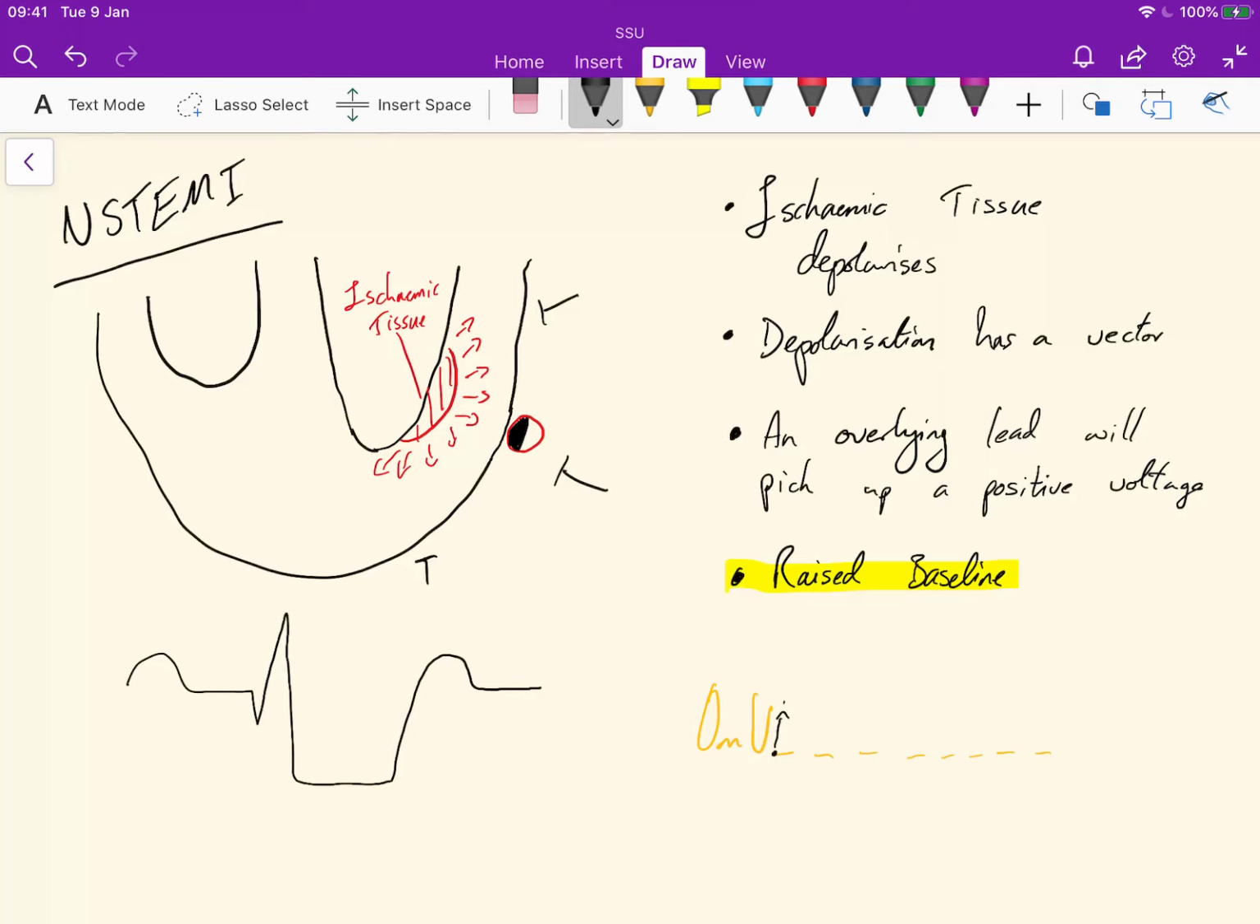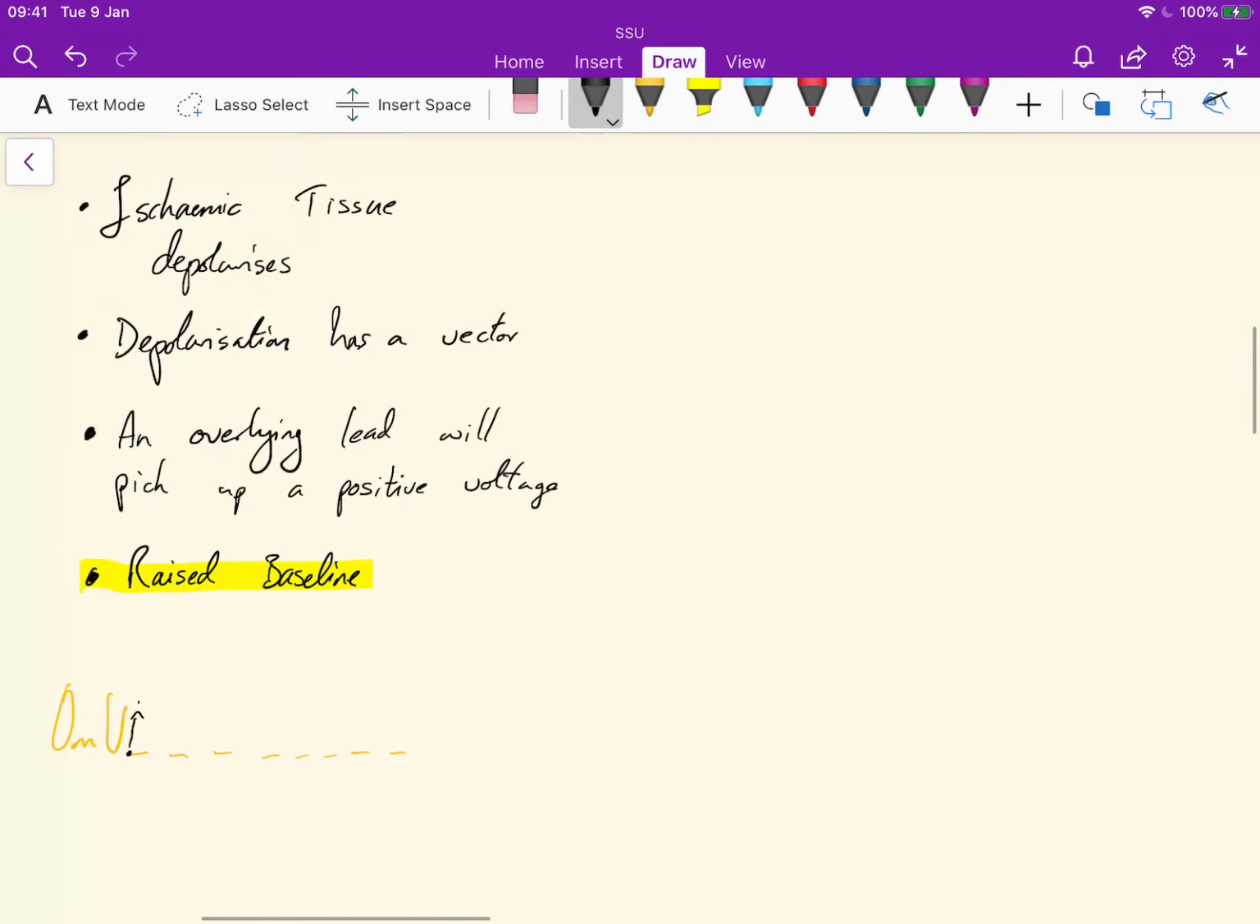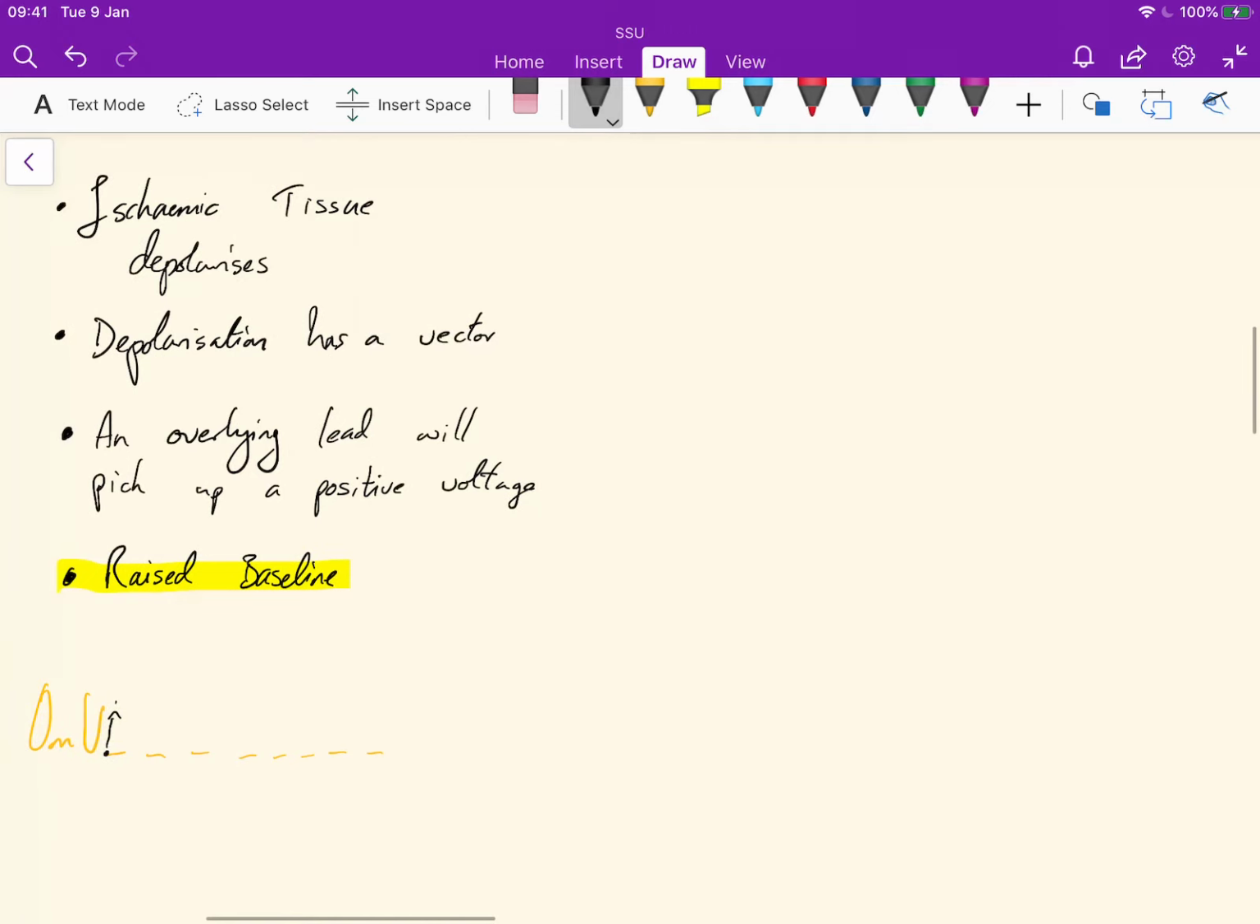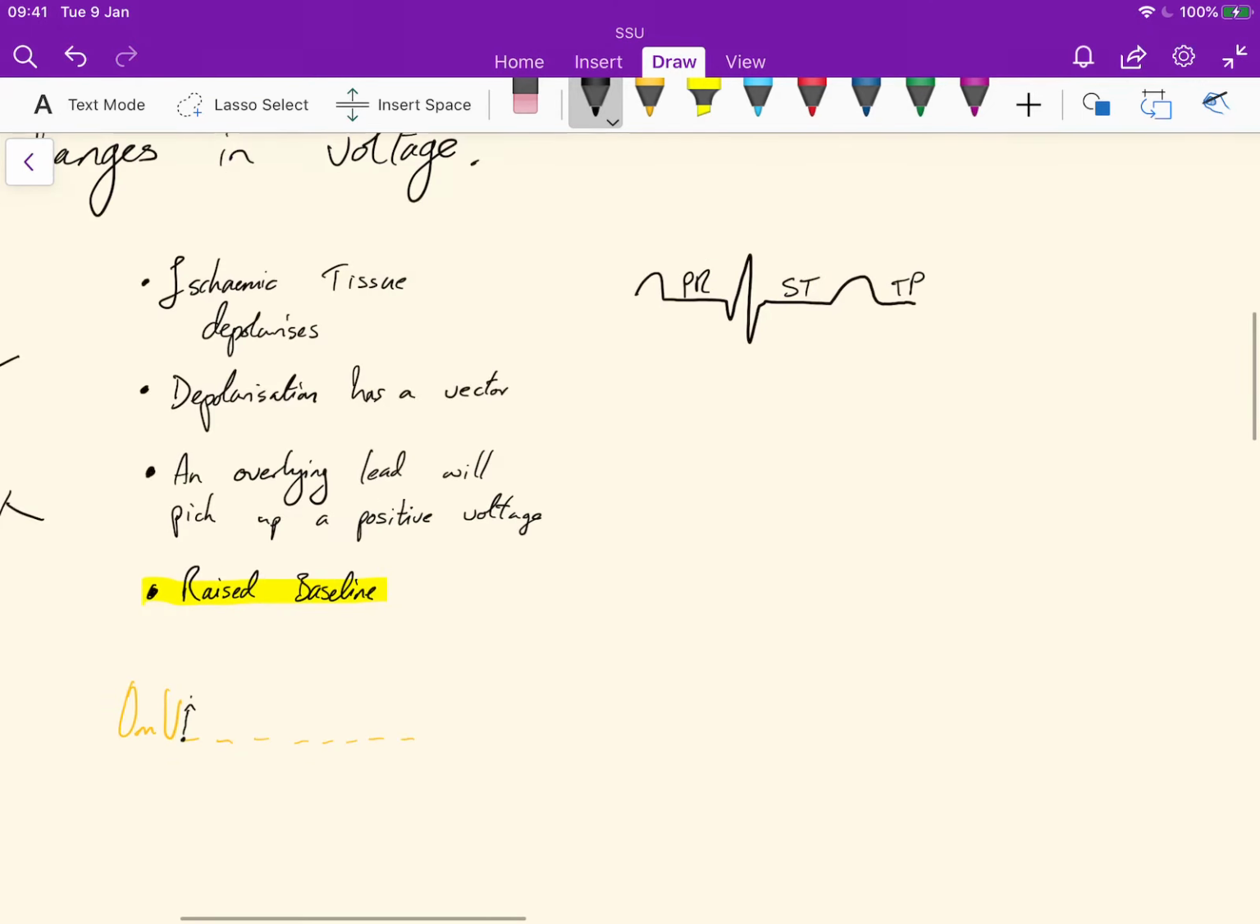So what does that mean? Well, that is essentially how we get an NSTEMI. I'm going to draw it out in a little bit more detail, step by step. Remember, if we draw a normal ECG, we can see the baseline at the PR interval, the ST segment, and the TP segment. I'm going to zoom out a little bit.